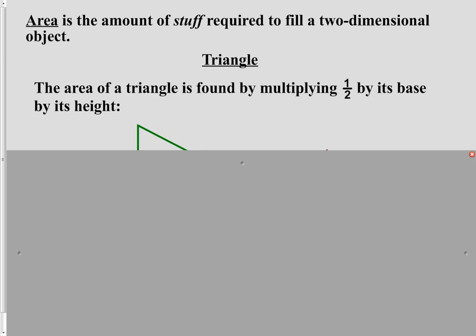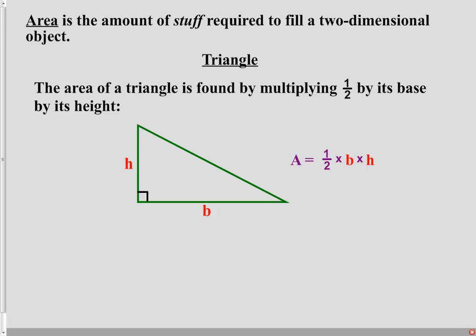Well, the first formula that we're going to take a look at is for our friend, the three-sided polygon, the triangle. We have looked at this formula briefly already this year. We needed it while we were doing the composite shape segment in a circle. So review. The area of a triangle is found by multiplying 1/2 times its base times its height.